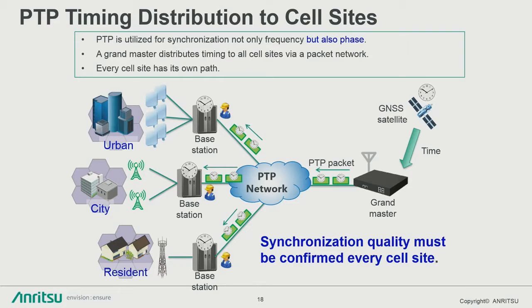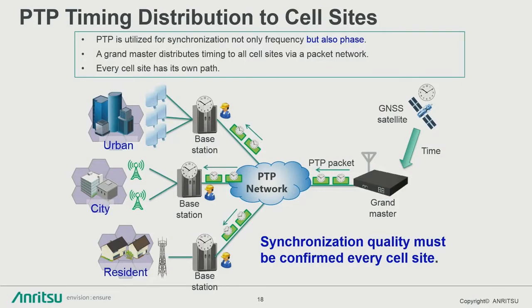A lot of advantages to this. First of which, it supports both frequency and phase. Why did we talk about how important phase is? Because, again, if you have misalignment in phase with your timing, one site thinks you're transmitting, the other expects you to be receiving, you have misalignment there. So phase synchronization is important. The grandmaster distributes timing to all cells via the packet, and every cell has its own path. Think about the redundancy built in with that, with fiber, right?